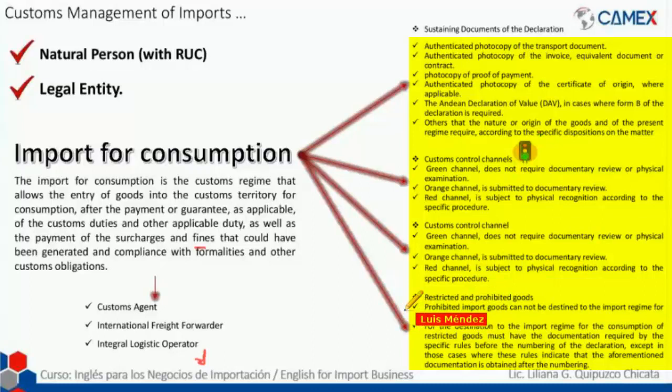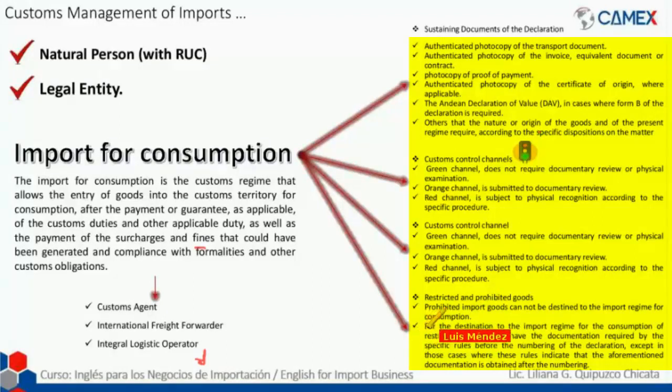So last one, we have the restricted and prohibited goods. With this one, we have to know that we have restricted products and products that cannot be imported to our country. So in this case, prohibited import goods cannot be destined to the import regimen for consumption. Most of these prohibited import goods are chemicals.